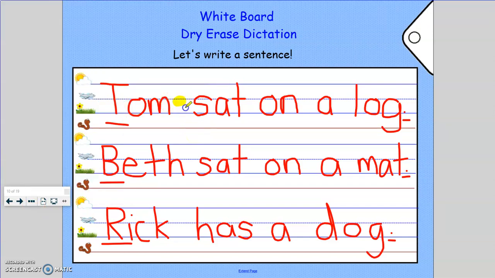The last thing we need, and I'm going to grab my highlighter, is to make sure that we have spaces in our words. We don't want our words to be right on top of each other because it would make the sentence really hard to read. So let's make sure that we have finger spaces between our words. Do we have finger spaces between our words? Yes, we do. Great job.